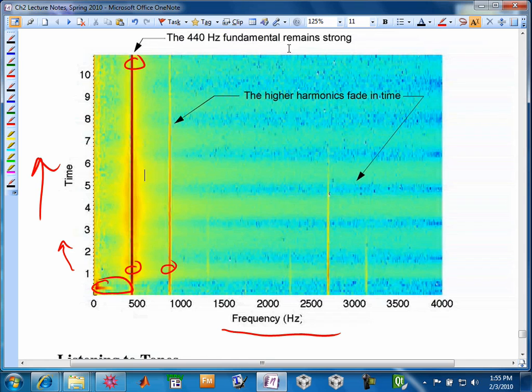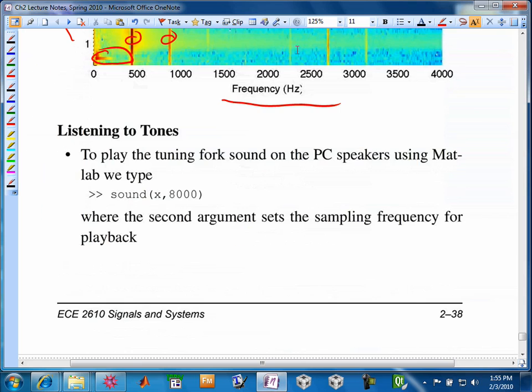Any other questions? I mean, this is just letting you know, and you're going to get a chance to play with the spectrogram in the lab, and it'll be interesting and revealing. You'll see how useful it can be for certain types of applications.